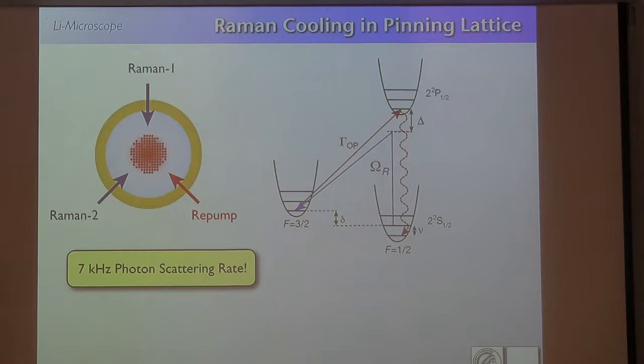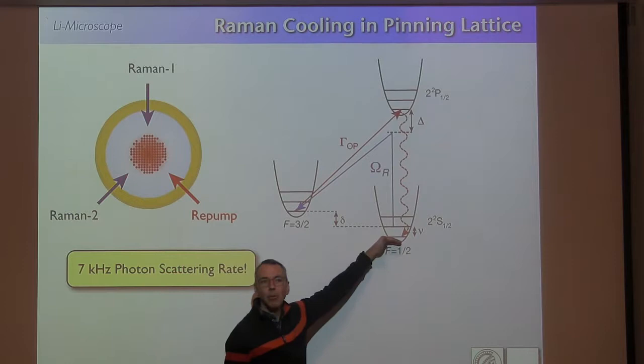Then what's going to happen is now we excite the atom to the excited state here. From here it preferentially decays to the same vibrational quantum number state. So we end up with the atom in F equals 1/2, where we started out in the cooling process, but now with one vibrational quantum less. And this is precisely where the cooling has happened.